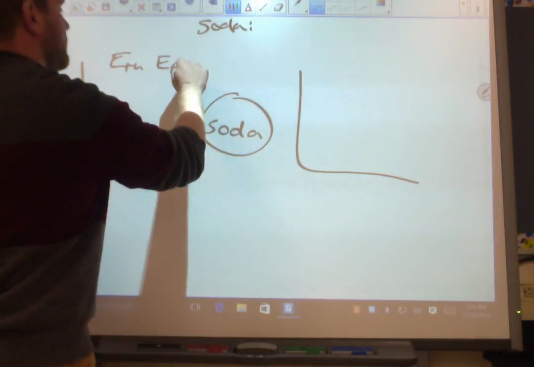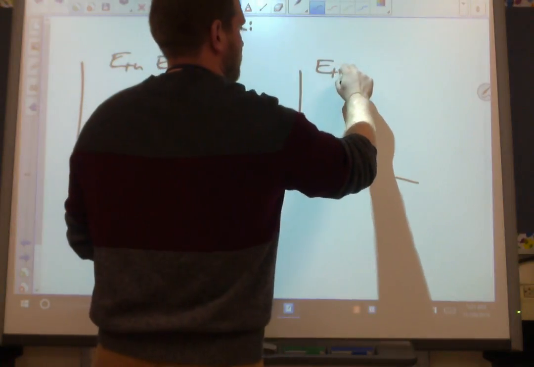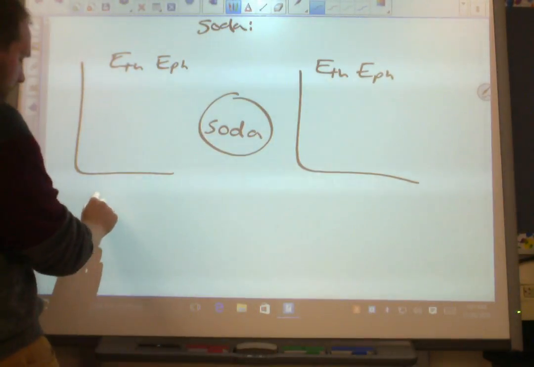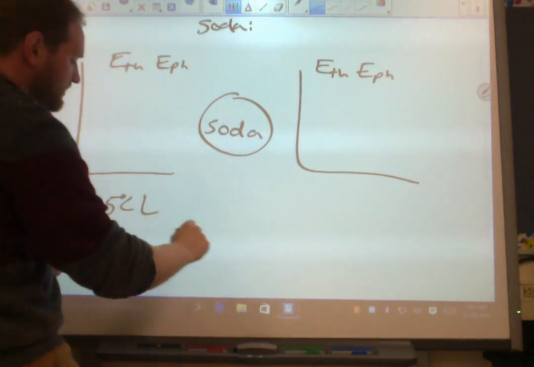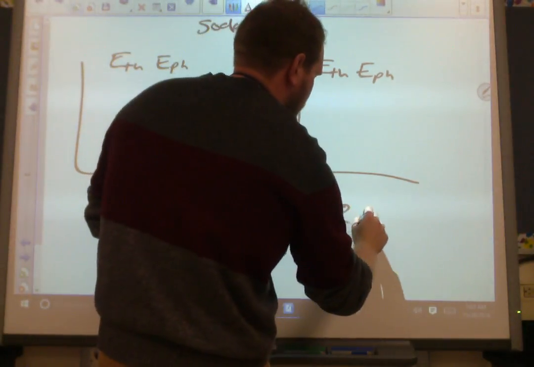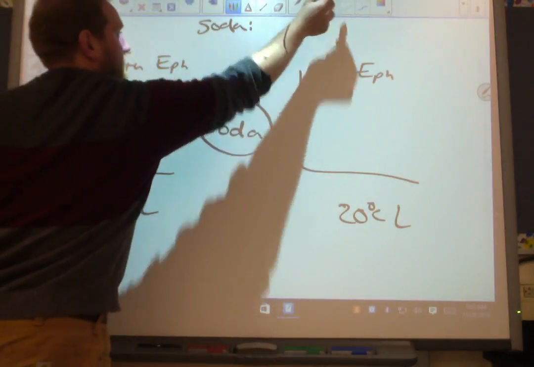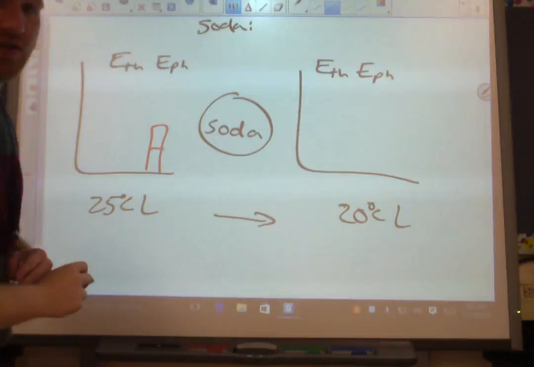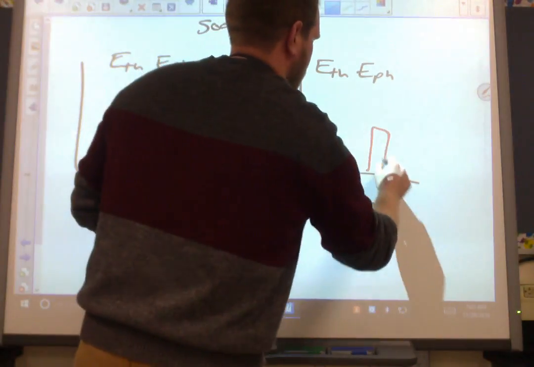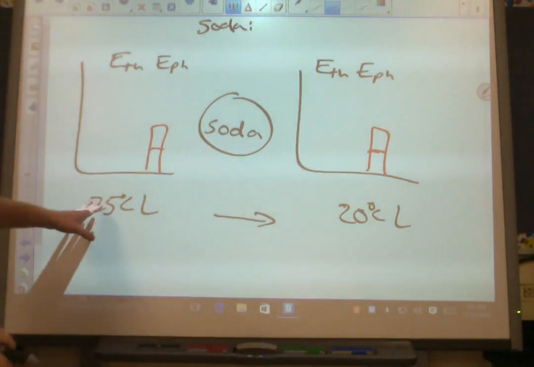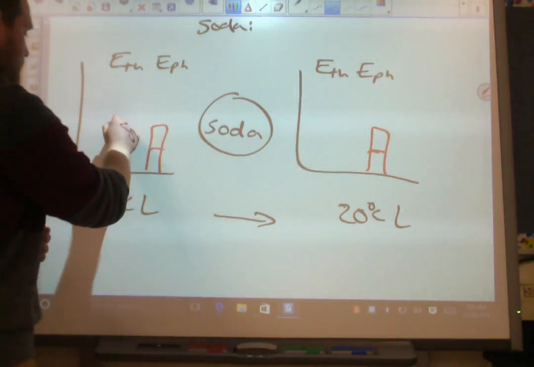ETH, EPH. So we start with 25 degrees Celsius liquid, going into 20 degrees Celsius liquid. Phase, 2 bars on the left, 2 bars on the right. For thermal, 25 room temp, I'm going to give that 2 bars.